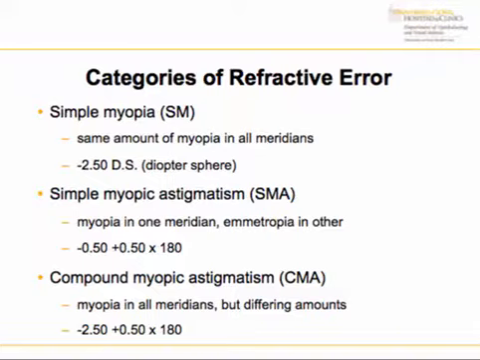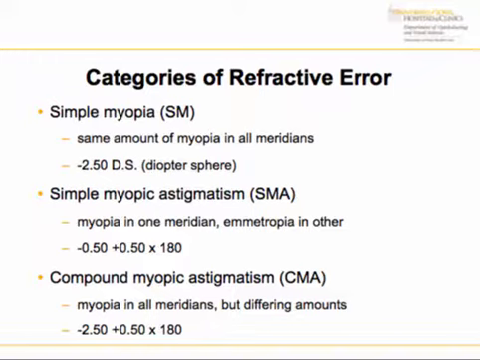It is easier to see that there is only power in one meridian when this Rx is converted to minus cylinder. In minus cylinder, the Rx is plano, -0.50, axis 090. Compound myopic astigmatism occurs when there is myopia in all meridians of different amounts. An example of compound myopic astigmatism is -0.50 plus 0.50, axis 180. In this case, there is myopia of -2.50 diopters in the 180 degree meridian and -2.00 diopters in the 90 degree meridian.